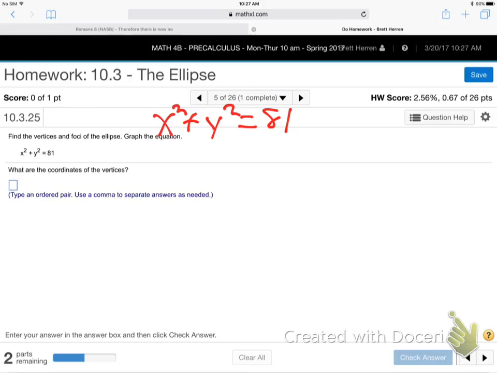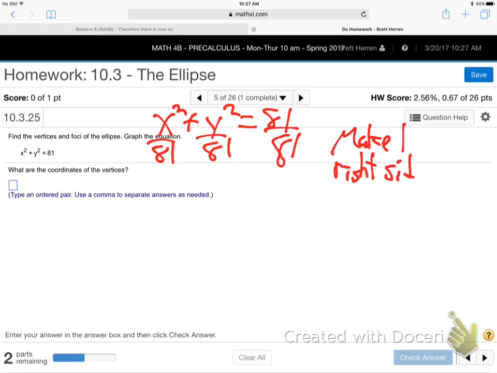All right, what do we have to do to give this the right look? Oh, no, remember, what's the right look? What's got to be on the right side? 1. It's all about making that a 1 on the right side by dividing. So just divide through by 81. That's an 81. Does that make sense? So whatever number is on the right side, you just divide through by that number, right? So make a 1 on the right side by dividing.